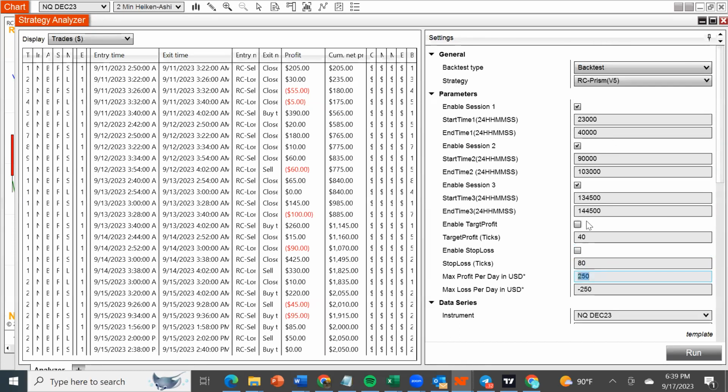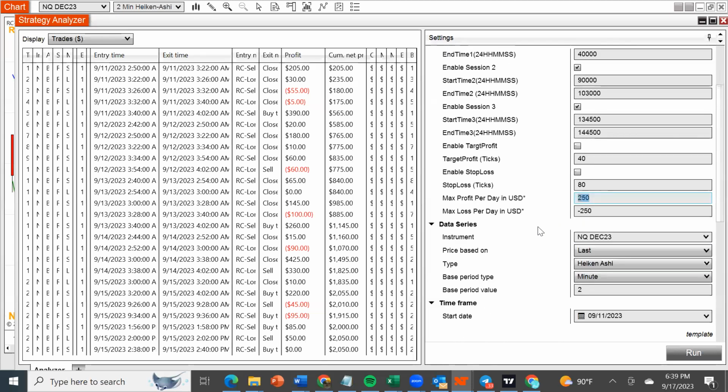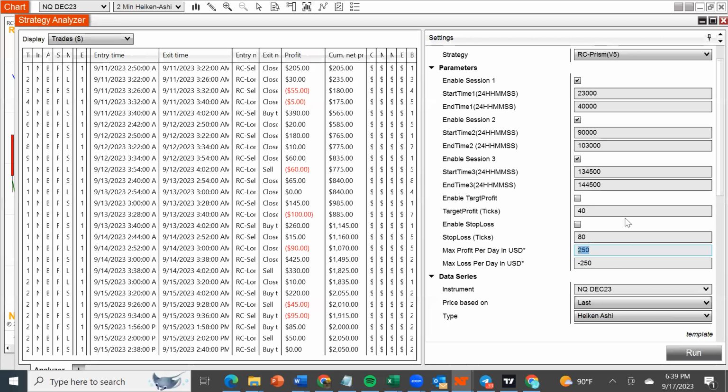Even though you might have enabled 3 sessions, if your target is achieved in the first session, it will not take any trades in the second or third sessions. That will keep us disciplined instead of trying to achieve more and more, right? Once you do this for a week or two, once you see that NQ is giving me on average 500, $600, instead of 250, let me put 350 and achieve that 350 per day and then increase it to 450, right?